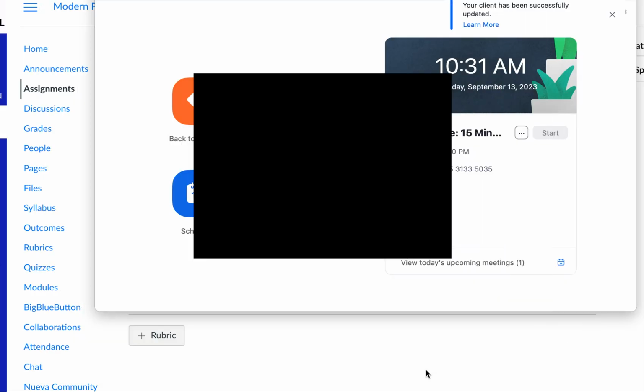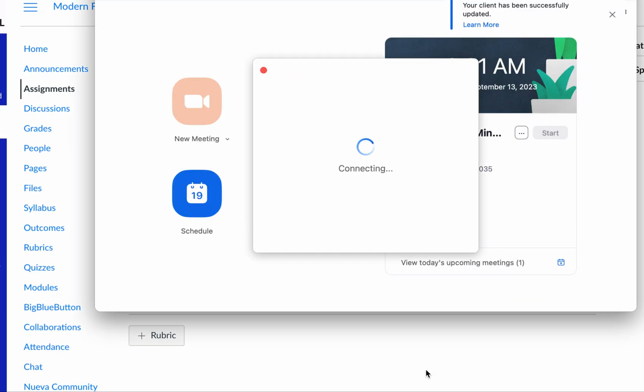Uh-oh, what just happened here? Screen went black. It went away. Connecting. You've got to be kidding me.